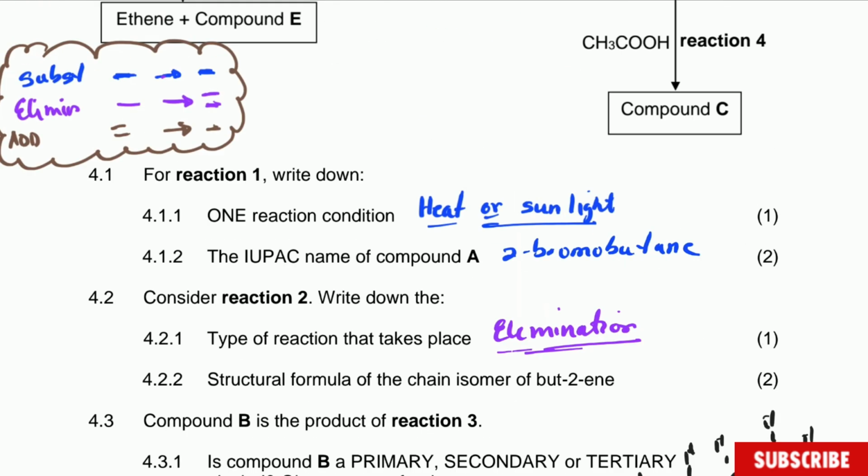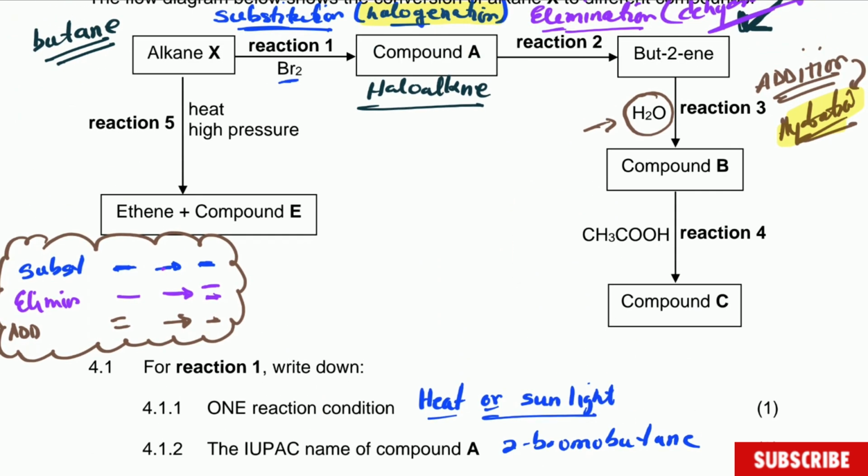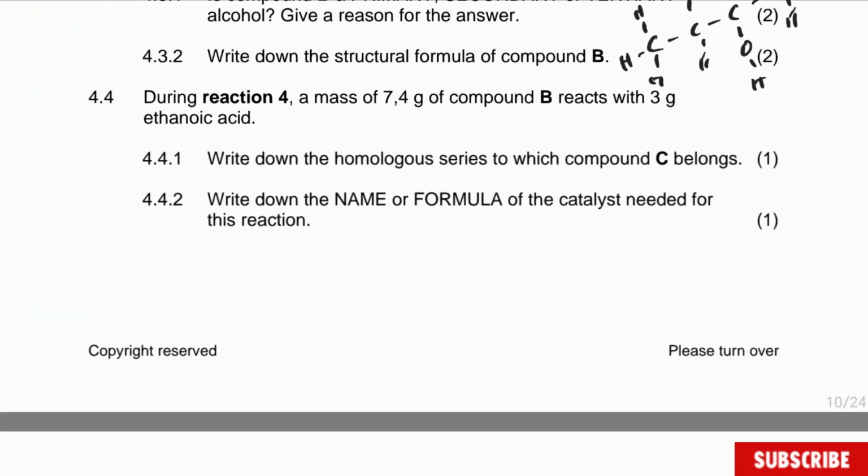During reaction 4, now what is reaction 4, guys? We have an alcohol there and we are now adding a carboxylic acid. So this compound is an ester without saying much, and reaction 4 is an esterification. That is esterification, and compound C is going to be an ester without even reading more. Okay, so now during reaction 4, a mass of 7.4 grams of compound B, which is the alcohol, reacted with 3 grams of ethanoic acid. Write down the homologous series to which compound C belongs. We already said it.